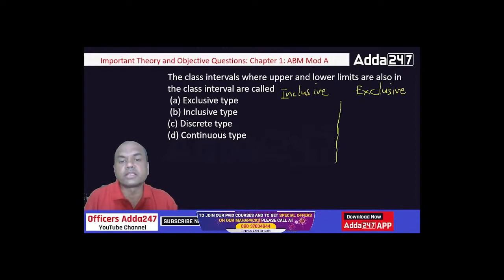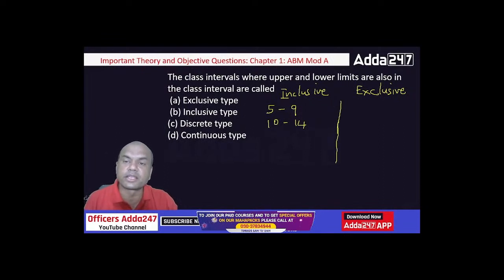Now what is inclusive? Inclusive means if I write it like this, 5 to 9, 10 to 14, both limits are included. 5 is included, which means if I get the number 9, I'll include it in this class. If I get the number 14, I'll include it in this class. If I get the number 10, I'll include it in its class. That is known as inclusive.